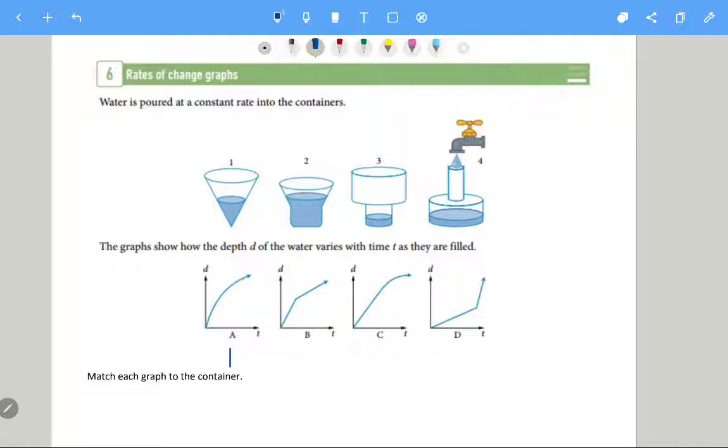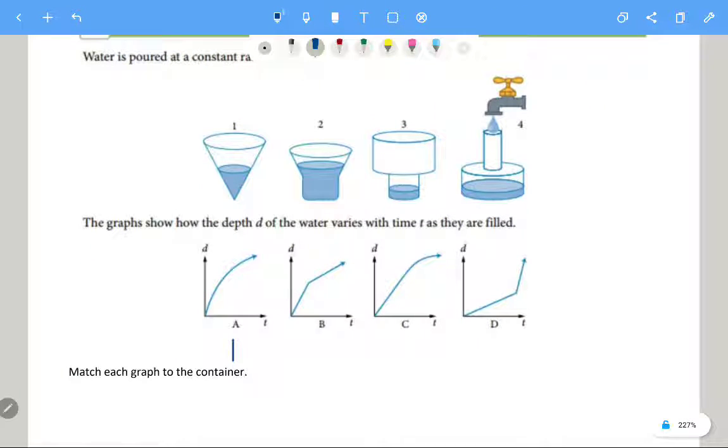Number two looks very similar. It's got almost a cylindrical bottom and then a conical top. So at the beginning it should act like the cylinder did, which would mean a straight line, but then after here it should look like a smooth curve. And you can see the transition point is not harsh, it's quite a smooth transition. So we're looking for one that has a constant beginning and then slows down. Well, it could either be B or C.